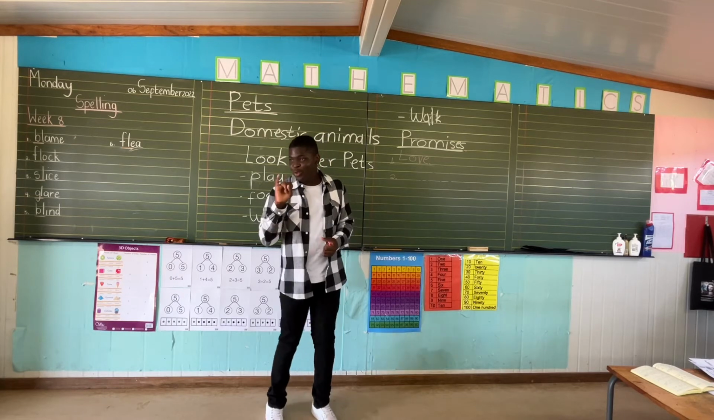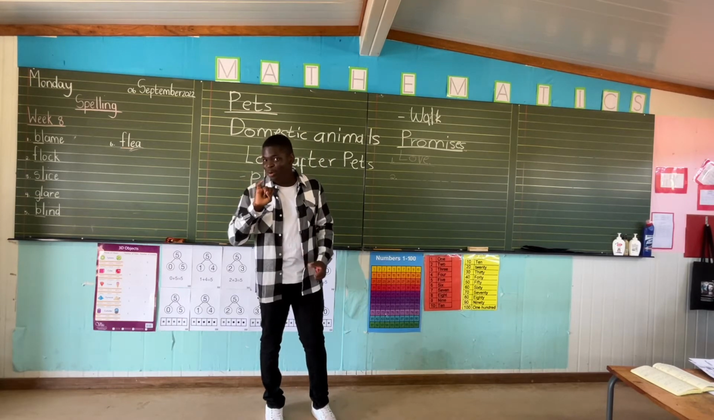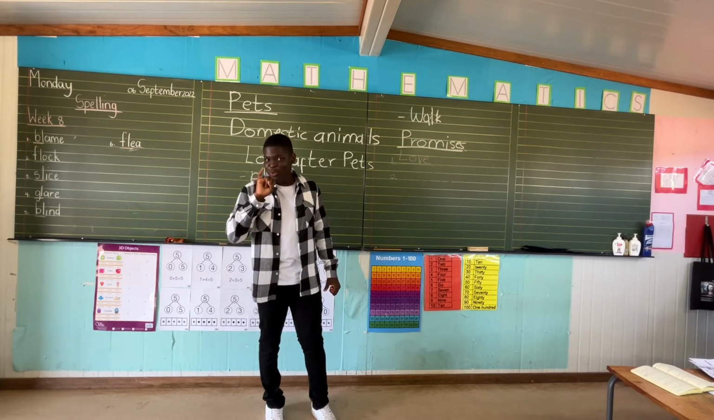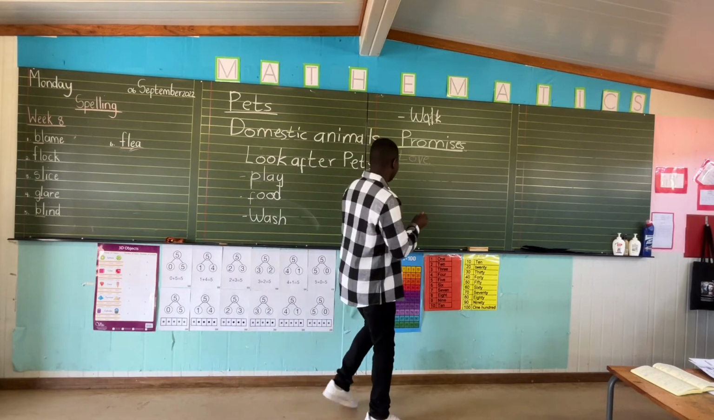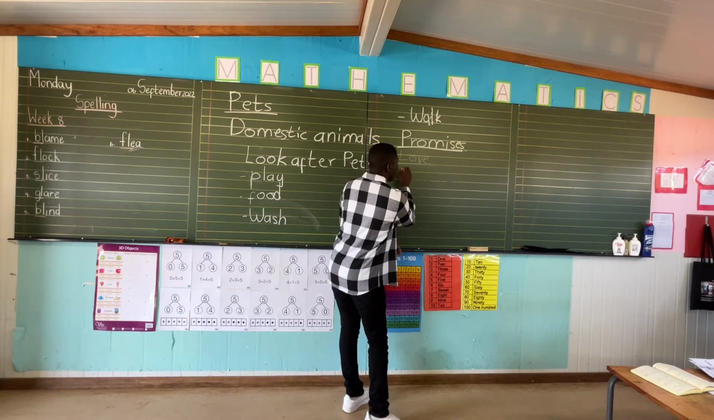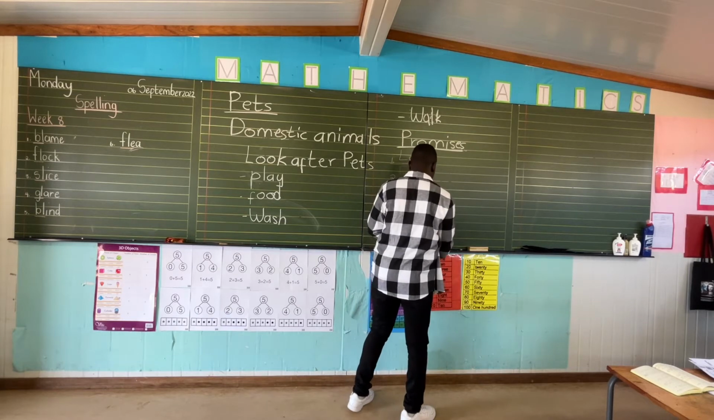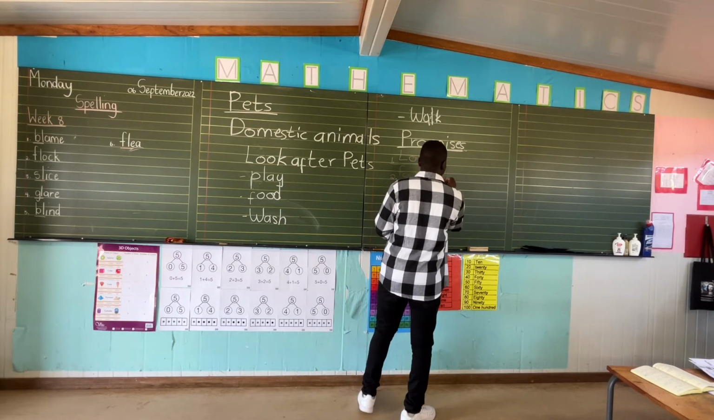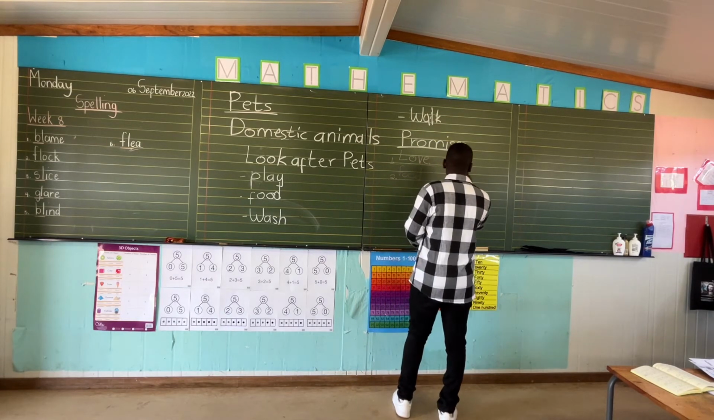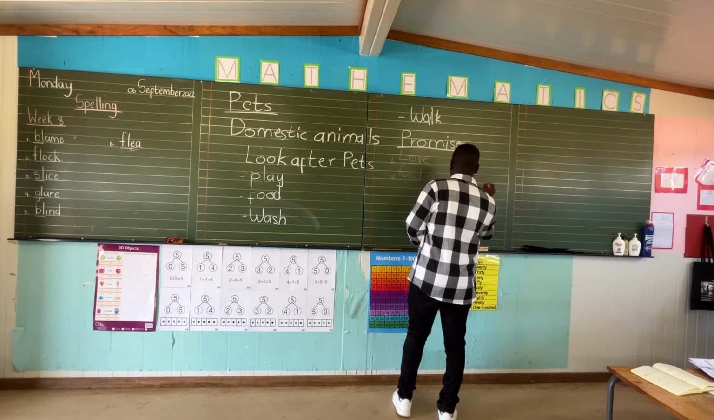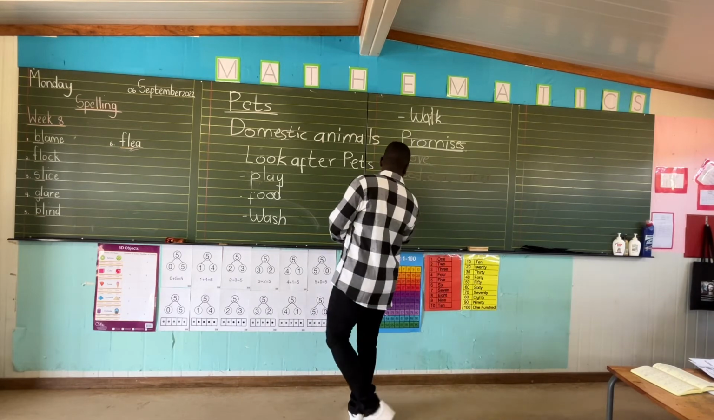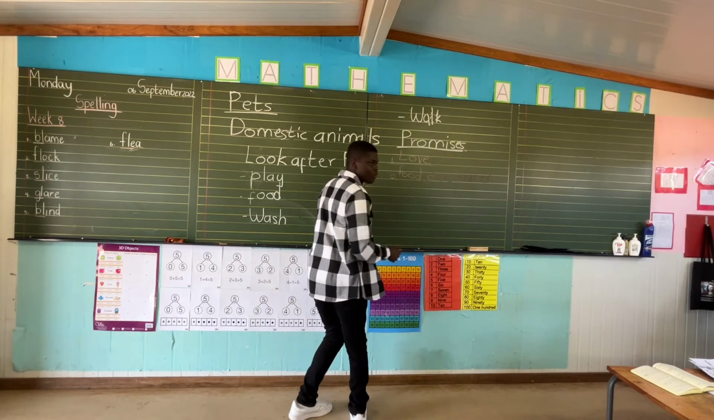So when we go to break, I'm going to do pinky promises with you, ne? So the second one is we're going to show our pet. We're going to give our pet food and water.